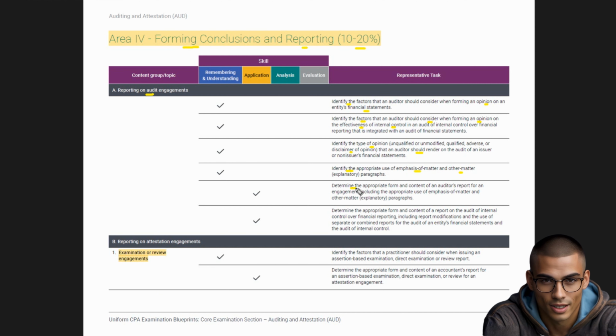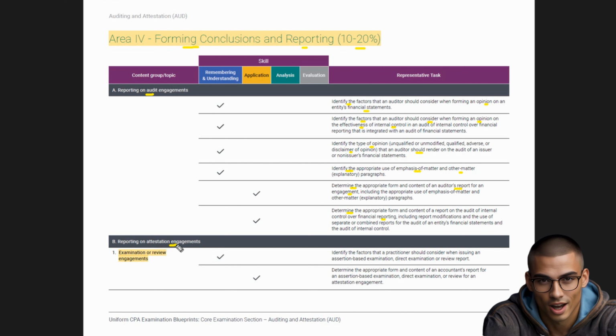You're going to need to be able to identify the appropriate use of emphasis of matter and other matter paragraphs. You're going to need to be able to determine the appropriate form and content of an auditor's report for an engagement. And you're going to need to be able to determine the appropriate form and content of a report on the audit of an internal control over financial reporting.